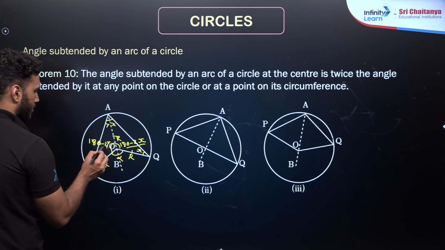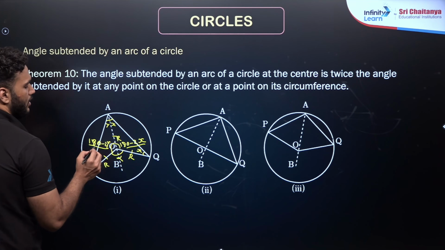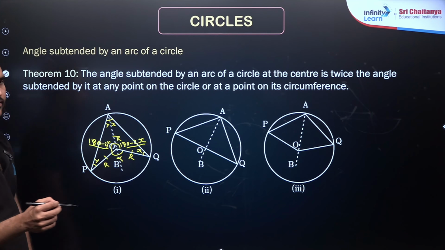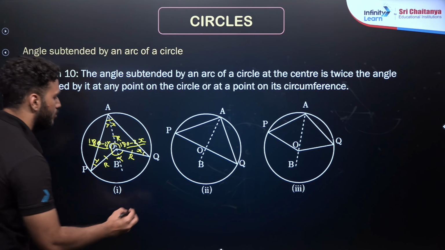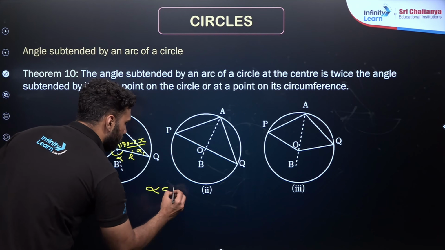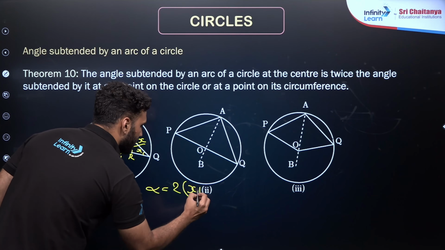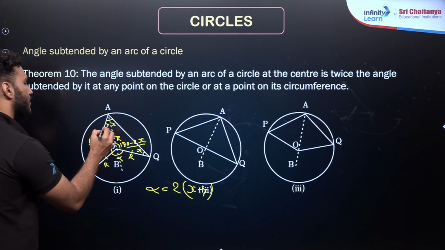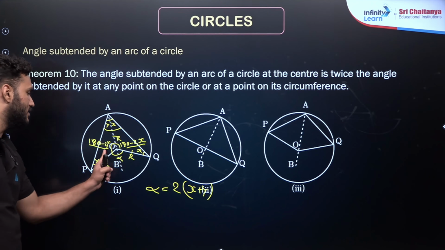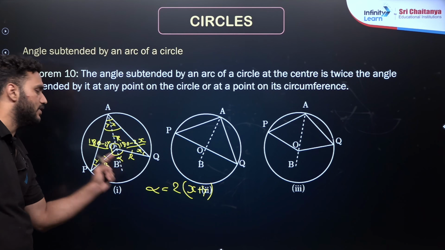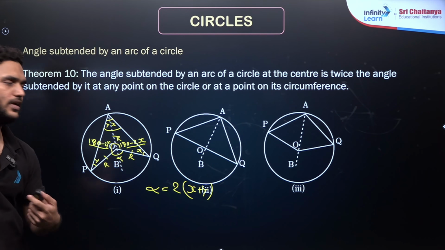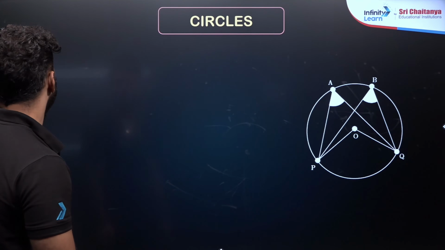Then, sir, this angle plus alpha, this angle plus this angle plus alpha should be 360. From here you will find that alpha is equal to 2 times (x plus y). And what is x plus y? This angle. As you can see, this angle is coming out to be twice of this. That's how you can prove this.